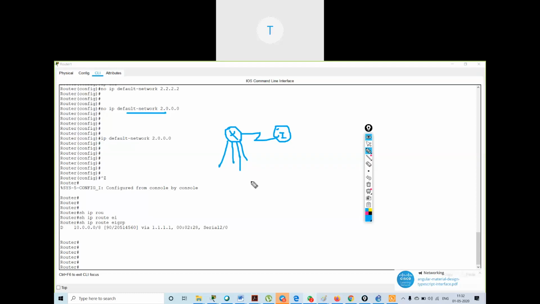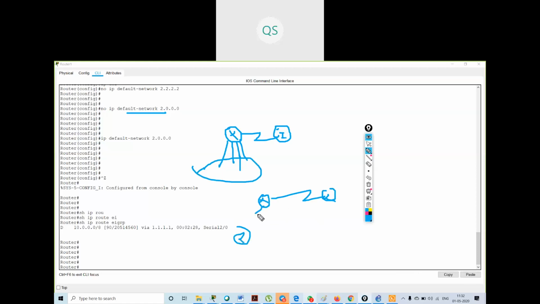See, this is the scenario in which we can use default information. Now, where redistribution is used, suppose we are running different routing protocols. I have a network, suppose with multiple routers.